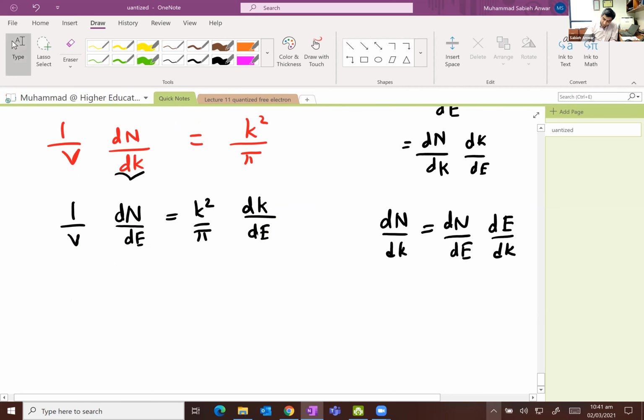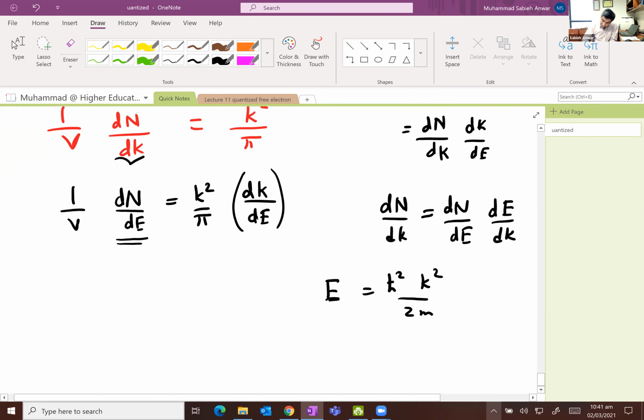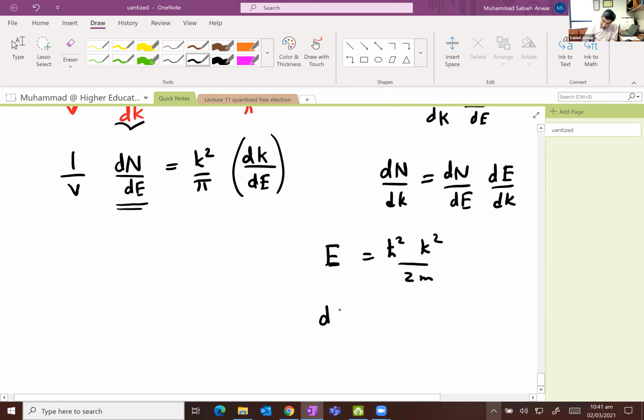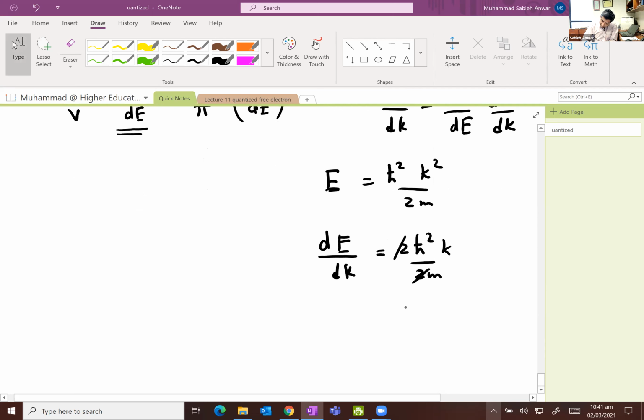So this is what I'm left with. Now I need to find out this thing here, and I'll get dE/dk. So E I already know is h bar square k square over 2m, so I can immediately determine it. Let's find dE over dk. dE over dk is h bar square over 2m times 2k, which is h bar square k over m.